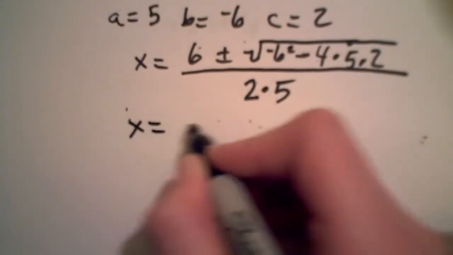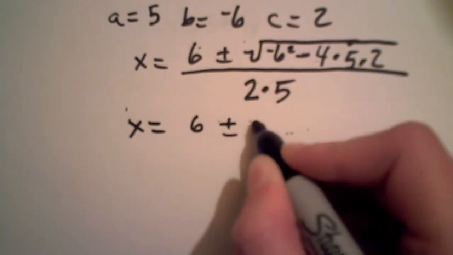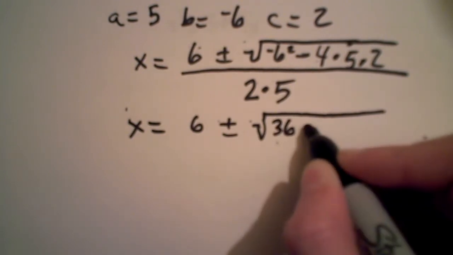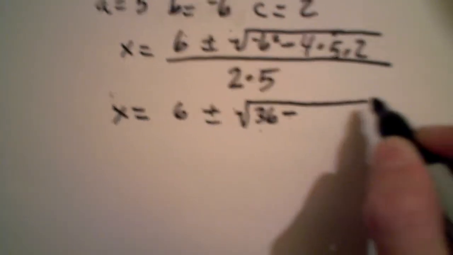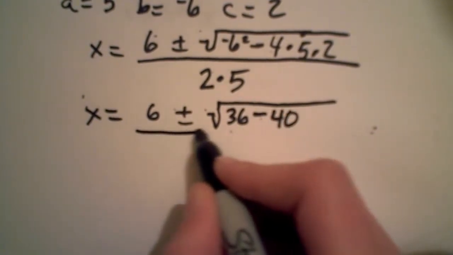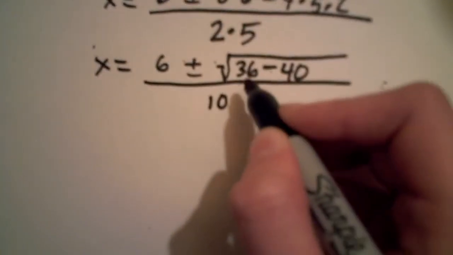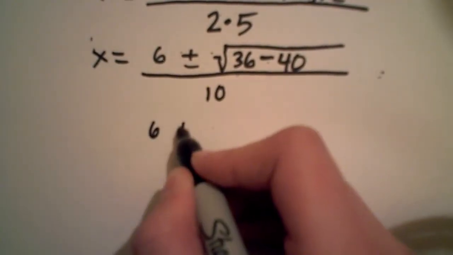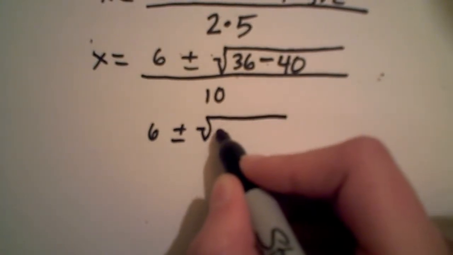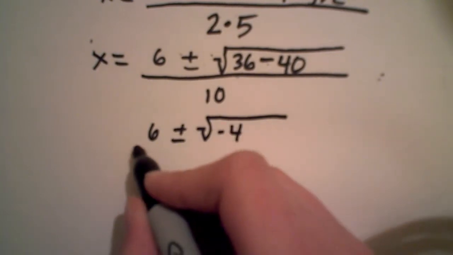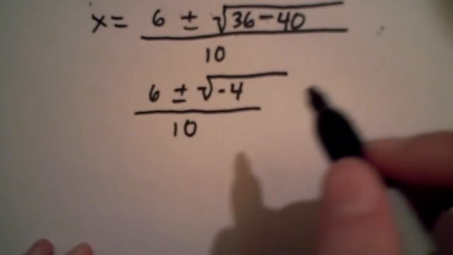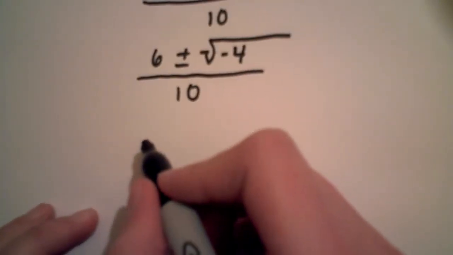Simplify. 6 plus or minus the square root of 36 minus 4 times 5 is 20 times 2 is 40, divided by 10. And 6 plus or minus the square root of negative 4. So we're going to come up with an imaginary solution, but that's alright. Doesn't matter. That still will work.